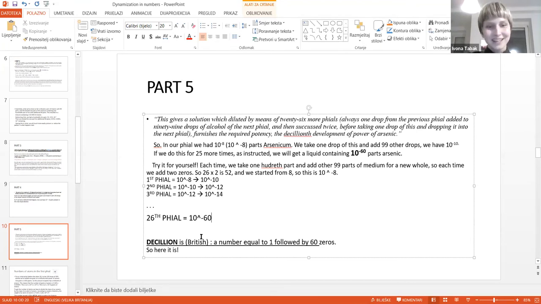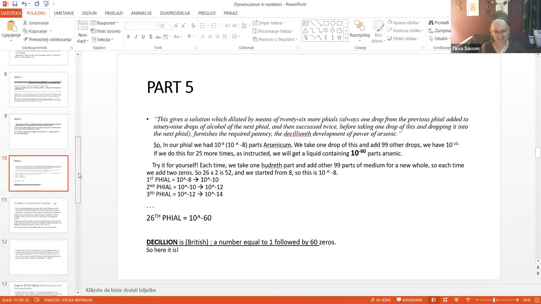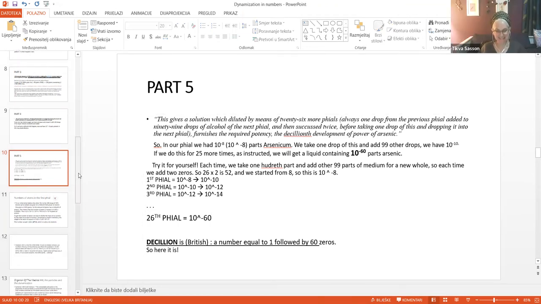So basically, this is why it's called the decillionth fold degree of potentization, because apparently in British English, I went to search the word in the dictionary, the decillion is a number equal to one followed by 60 zeros. That's right. Good job. There's more. I know, but still good job to this point. Yeah. Thank you. It was quite fun to do.